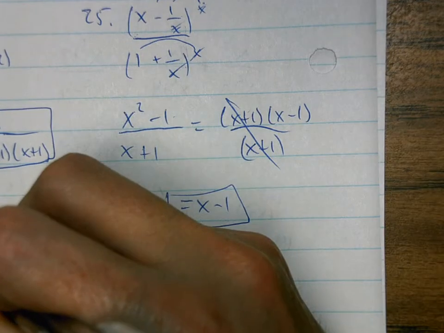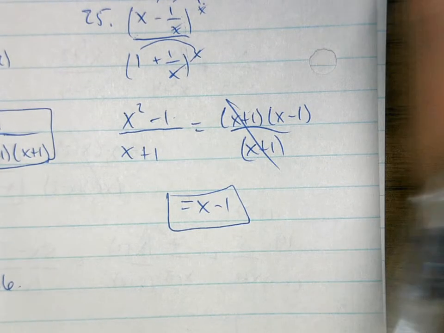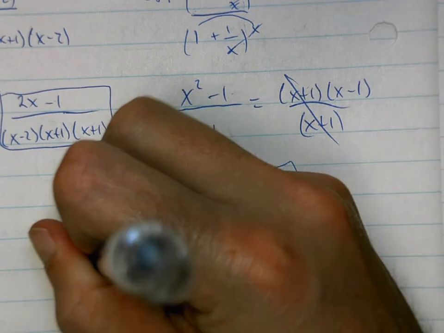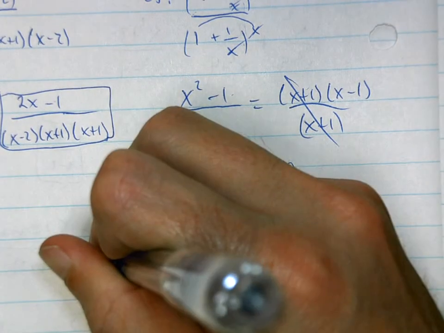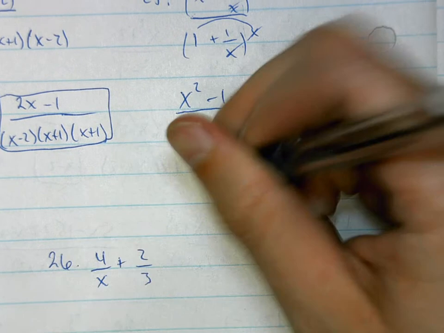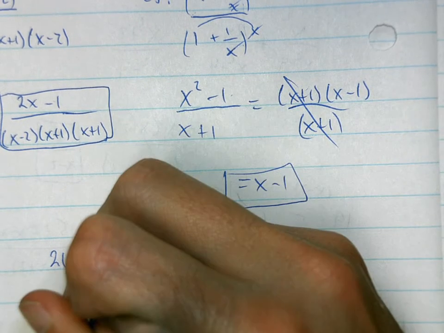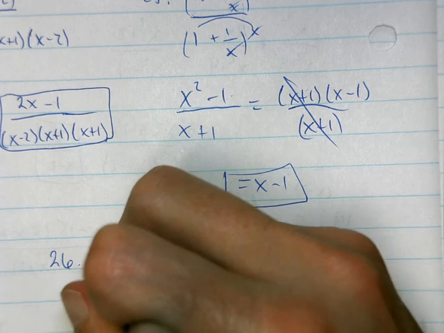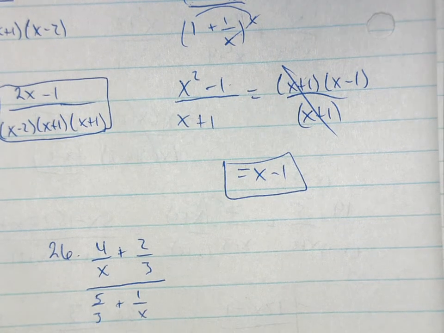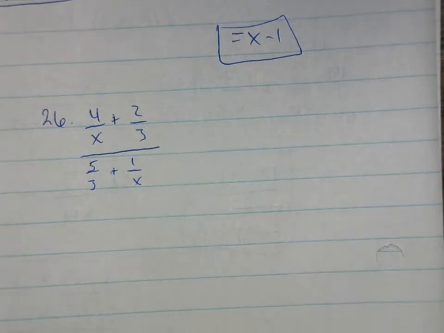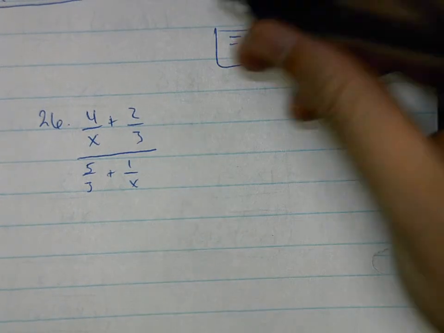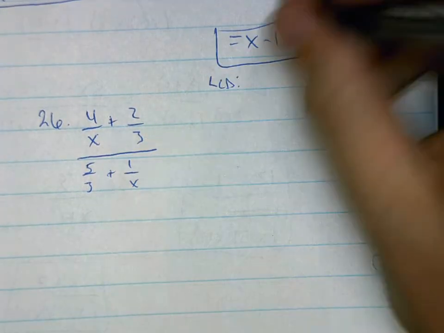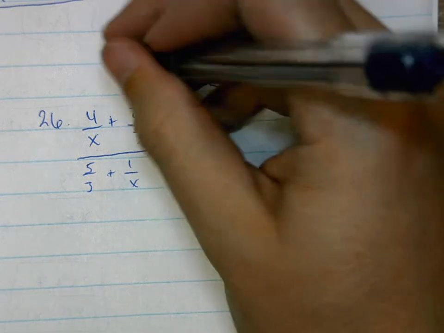26. Four over x plus 2 over 3, over 5 over 3 plus 1 over x. And our LCD is what we want to get rid of. We want to get rid of the x and the 3, so it's 3x. So everything gets multiplied by 3x.